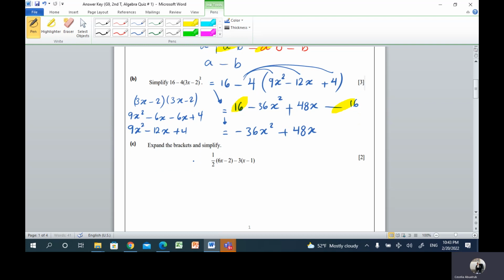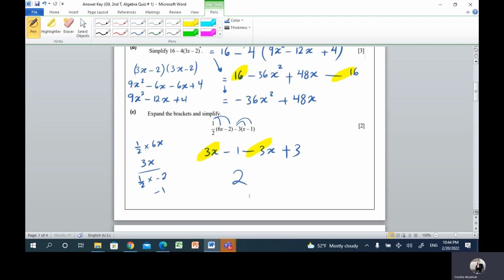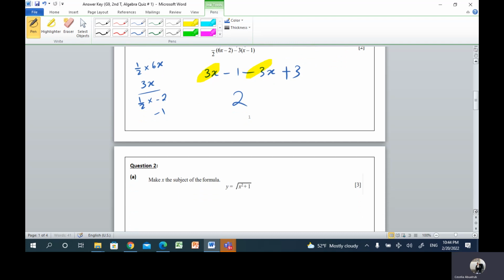And here we're going to expand once again. So half times each term inside the bracket and minus 3 times each term inside the bracket. So half times 6x, the answer will be 3x. And then half times negative 2, the answer will be negative 1. Then minus 3 times x will be minus 3x. Minus 3 times minus 1 will be plus 3. And then we're going to simplify. 3x and negative 3x are going to cancel each other. Minus 1 plus 3, the answer will be 2. And this is the answer for the simplification of this expression.